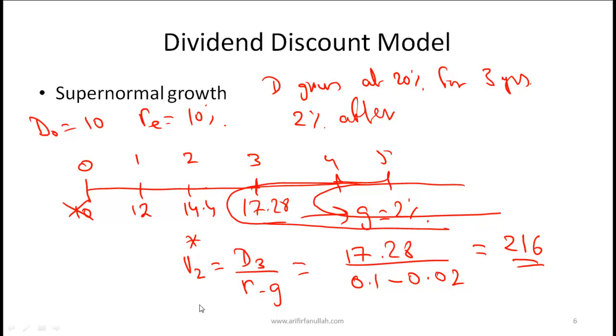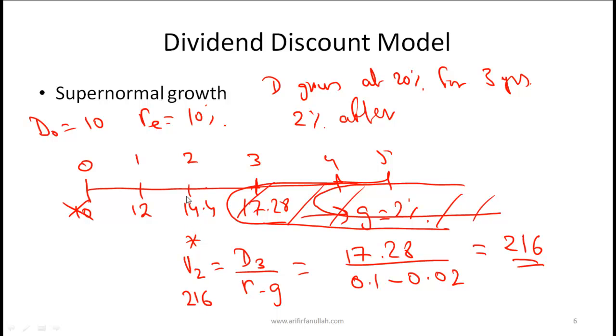So 216 at the end of year 2 represents all these payments, or all these dividends over here, and that means we can remove all these dividends and replace them by one number, which is 216 at the end of year 2.